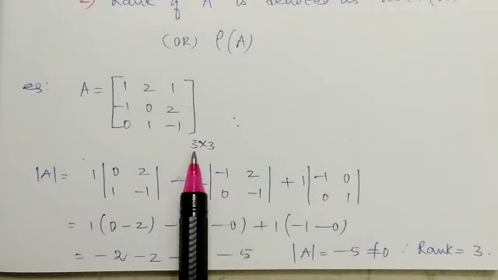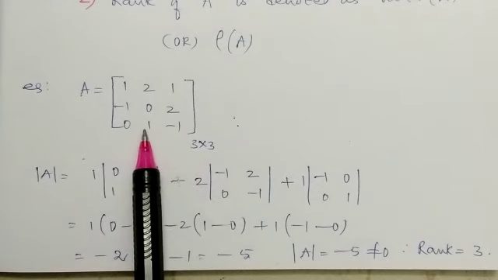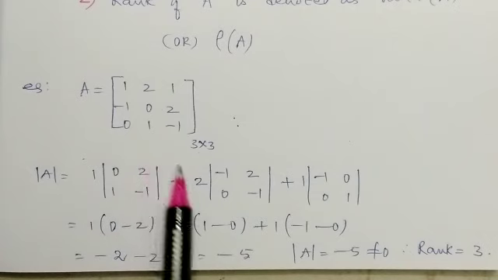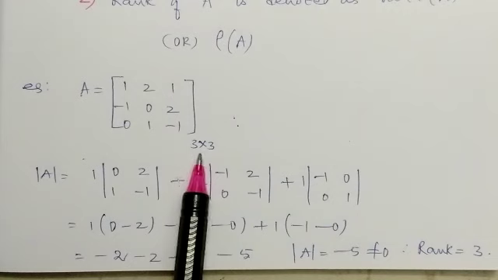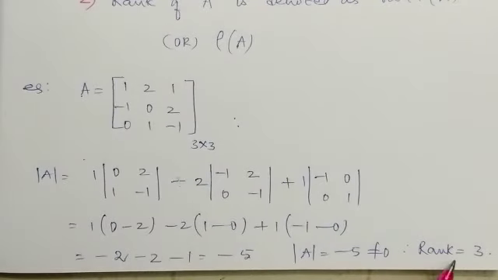So, you have to take only the square submatrices. Since this is itself a square matrix, I want to take maximum order square submatrix whose det is not equal to 0. So rank is 3. So this is a square submatrix. What is the order? Order is 3. So rank of this matrix is 3.